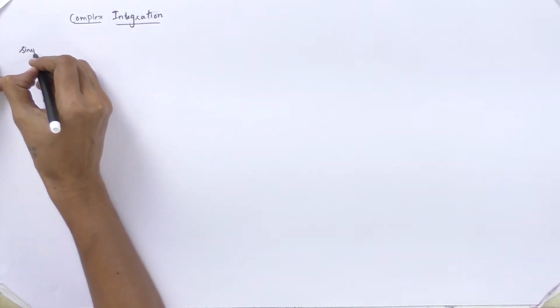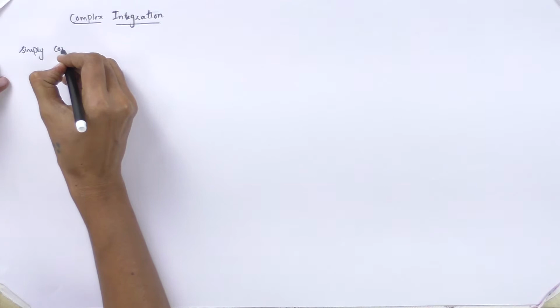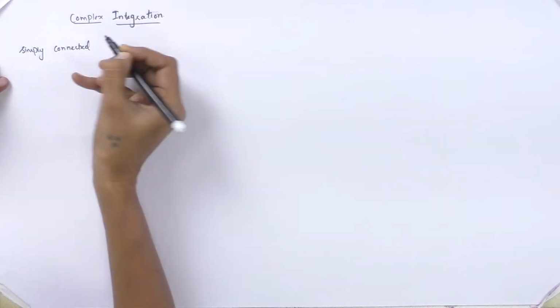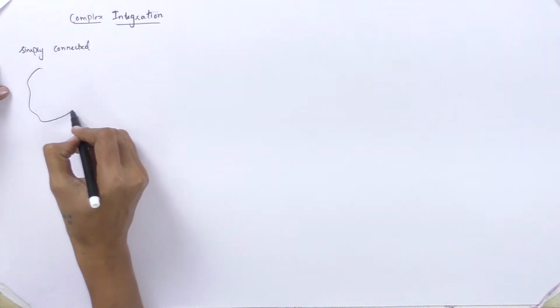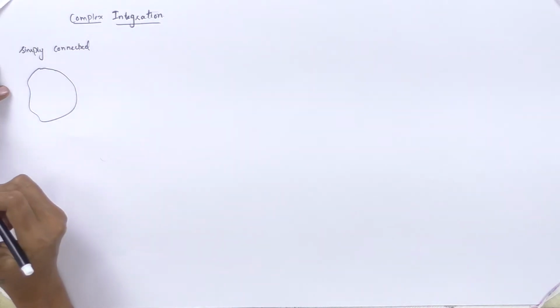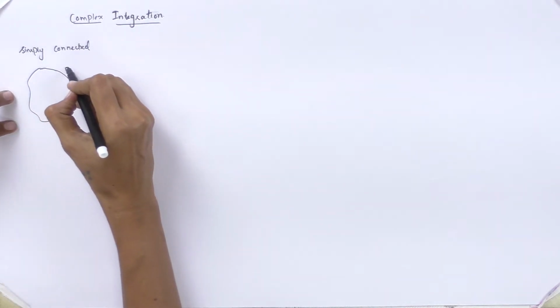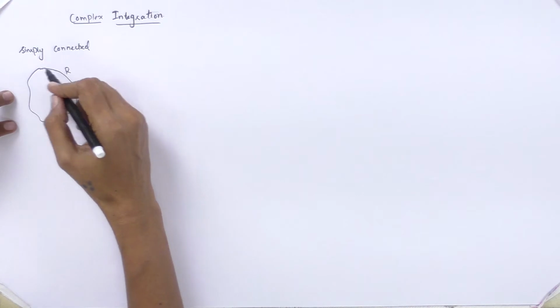In this video, we are going to see problems in complex integration. Before that, let us learn what is a simply connected region. First, let us see what is connected. Let us consider a curve like this. This curve is a connected curve. This is a region, so a connected region or a connected curve.